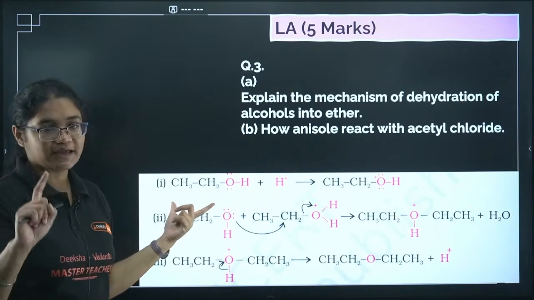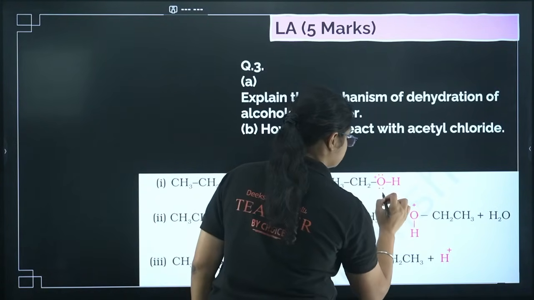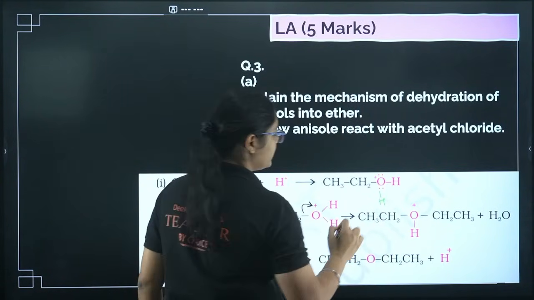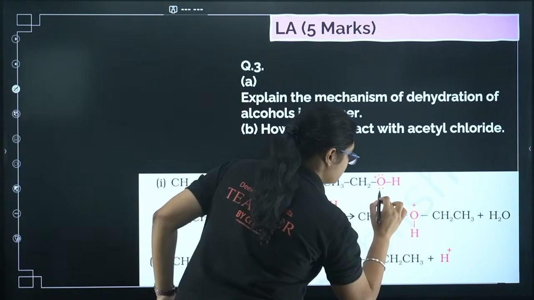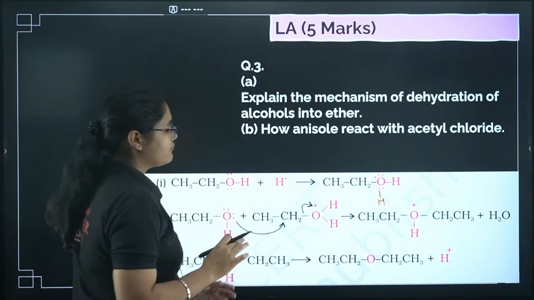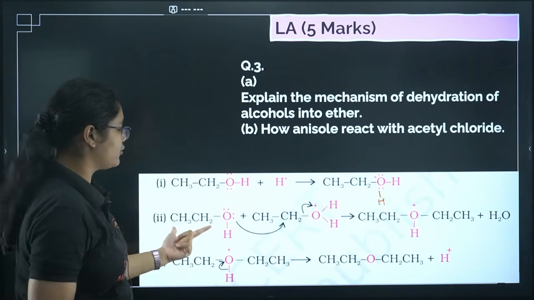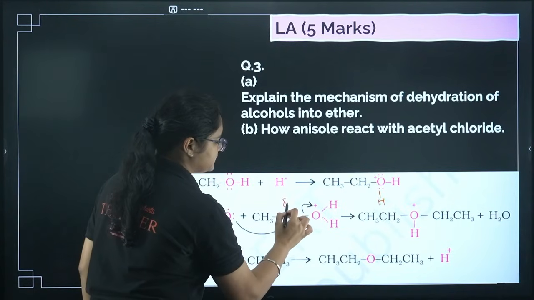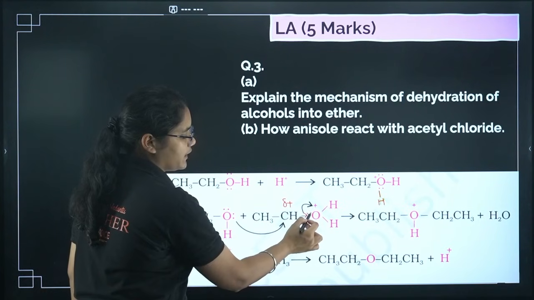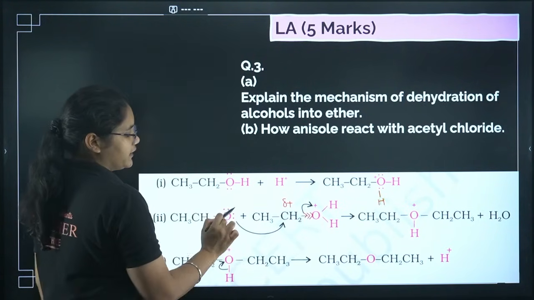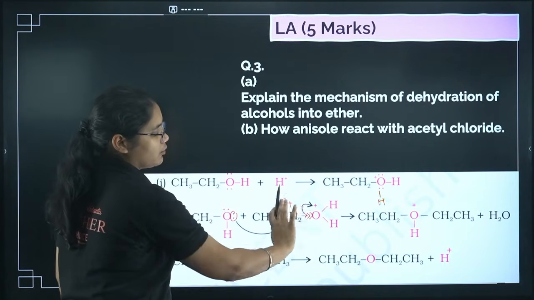Here the first step remains the same, that is the protonation of alcohols. So protonation of alcohol takes place. I'll just use a red color, it is more easily visible. Now after this protonation, there is another alcohol molecule. This carbon is positively charged, because oxygen is positively charged and pulls electrons towards itself. Now this is electrophilic. Another alcohol molecule's lone pair will attack on this one, and this water molecule will go out.